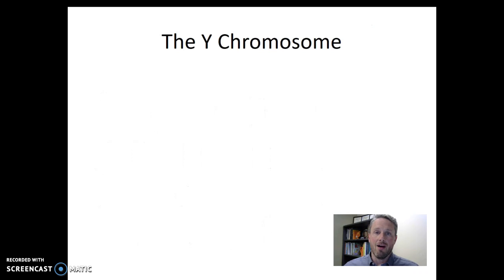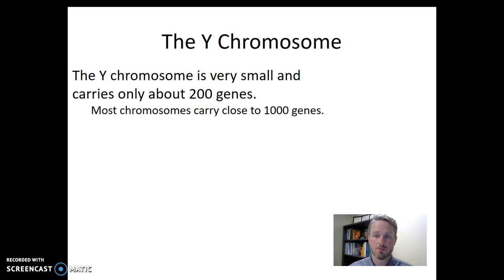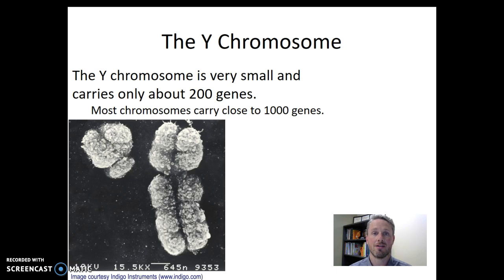So let's learn more about that Y chromosome, the one that's different in males. Females never have this chromosome. The Y chromosome is generally very small. It only carries about 200 genes, in comparison to all the other chromosomes, most of which have somewhere around 1,000 genes. So the Y chromosome is way smaller. And again, we can see that. Here's another electron microscope image of chromosomes. The small one is the Y chromosome. The much larger one is the X chromosome.